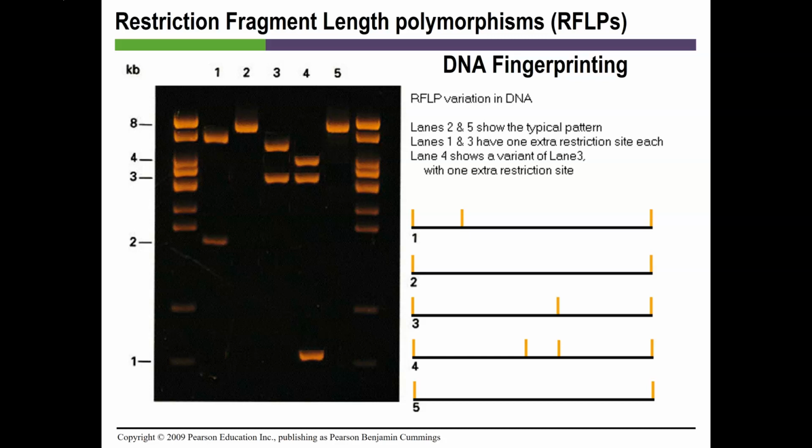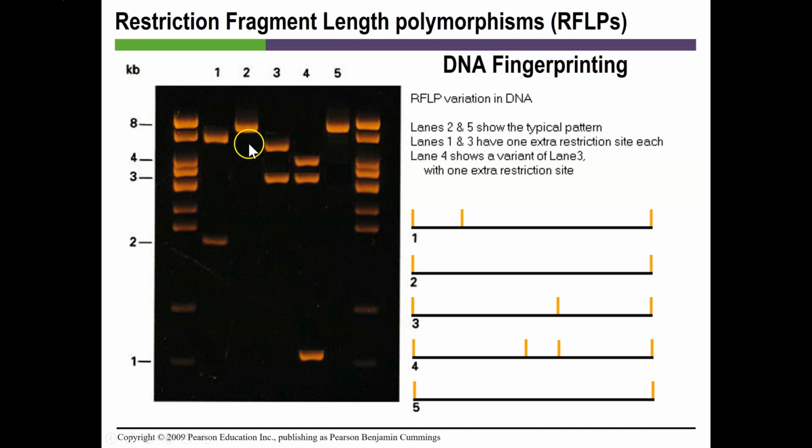Here, if you look, you can see these samples are different from each other. One has a fragment here and here. 2 has a fragment here. 3 has these 2 fragments, which are different than everything else. And 4 is different and has these 3 fragments. 5, again, has only 1 fragment. So it doesn't look like it's cut by the enzyme at all. Each of these samples has a somewhat different DNA fingerprint.